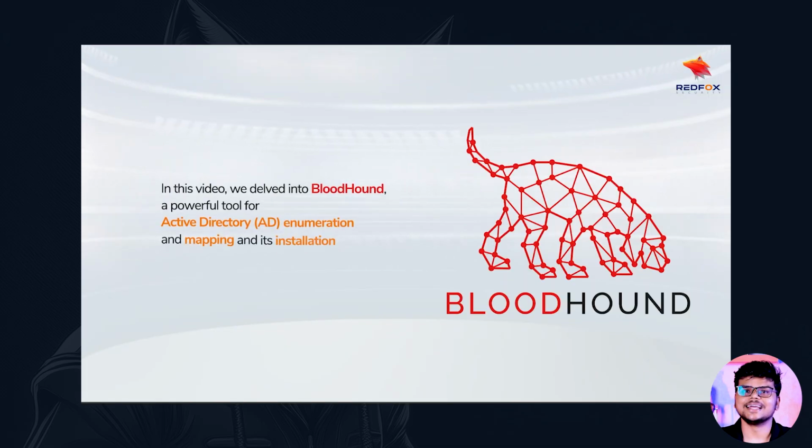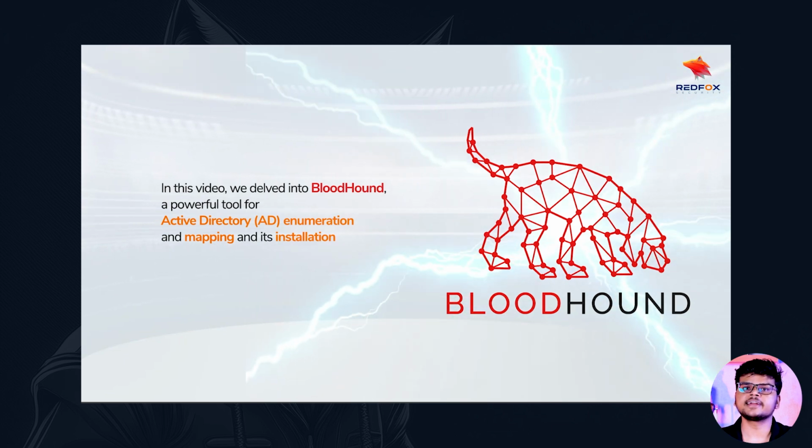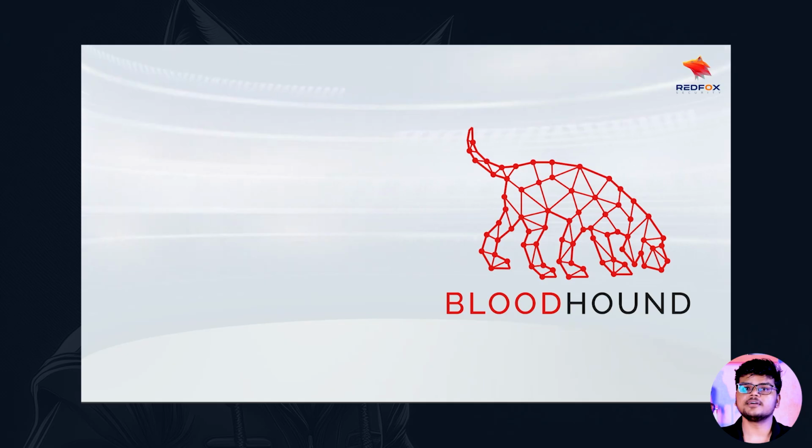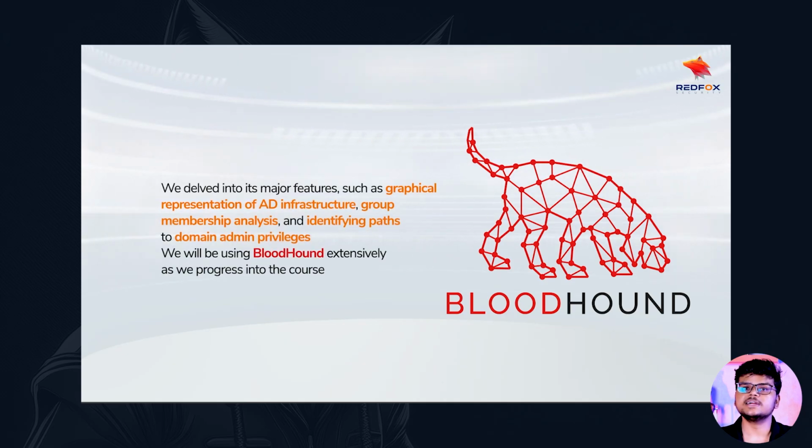In this video, we have delved into BloodHound, a powerful tool for Active Directory enumeration and mapping, and its installation. We delved into its major features such as graphical representation of AD infrastructure, group membership analysis, and identifying paths to domain admin privileges. We will be using BloodHound extensively as we progress into the course.